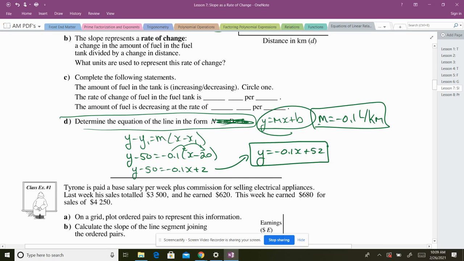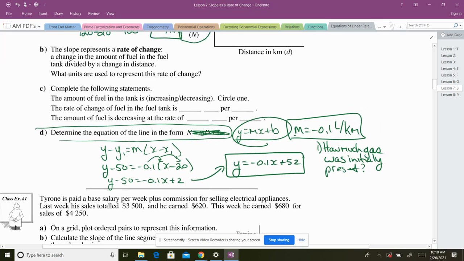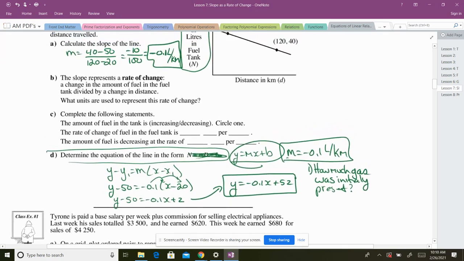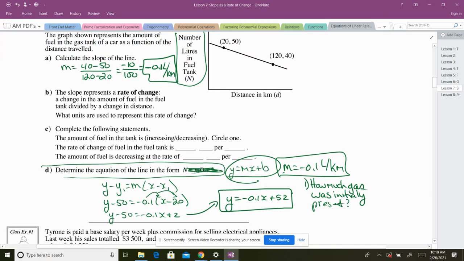Okay, and I'm going to ask you a couple questions based off of this. Are you ready? You ready for my questions? No? First question is 1. How much gas was initially present before you started? Before you started driving, how much gas was present?